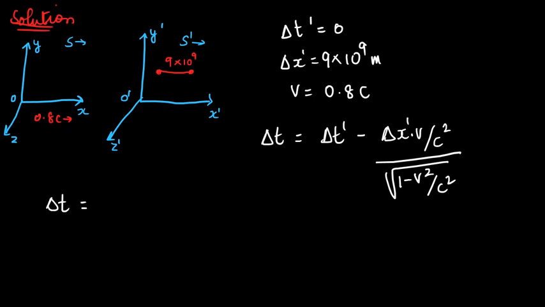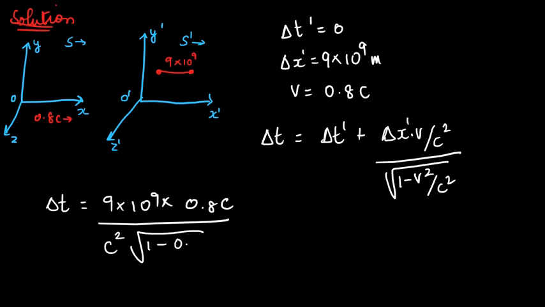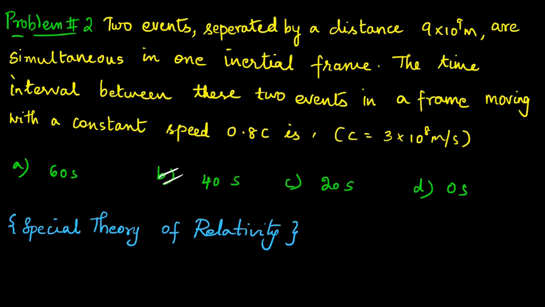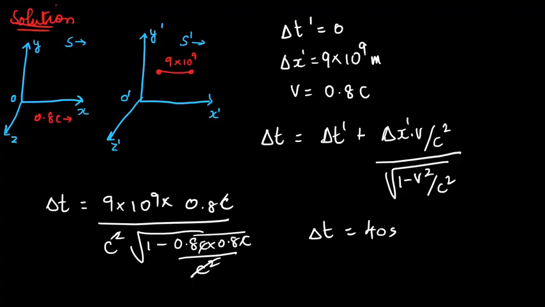So on substitution, I'm just going to take the c square as it is, and so on solving this, I get my del t to be 40 seconds, which is option B. So if you have not done this problem, then you can just check my video on special theory of relativity. The link will be in the description of this video.